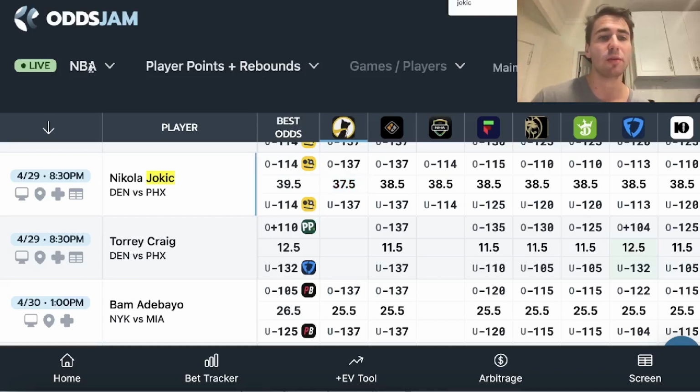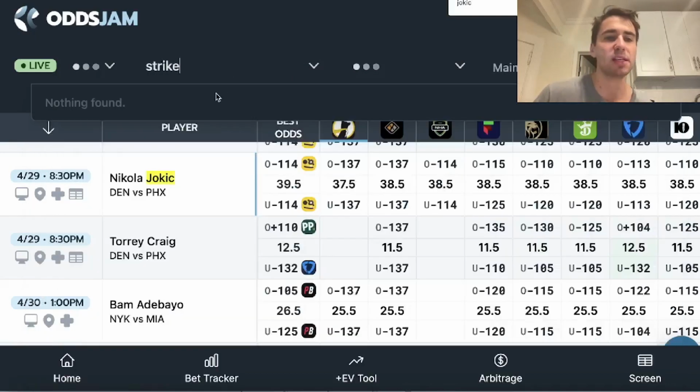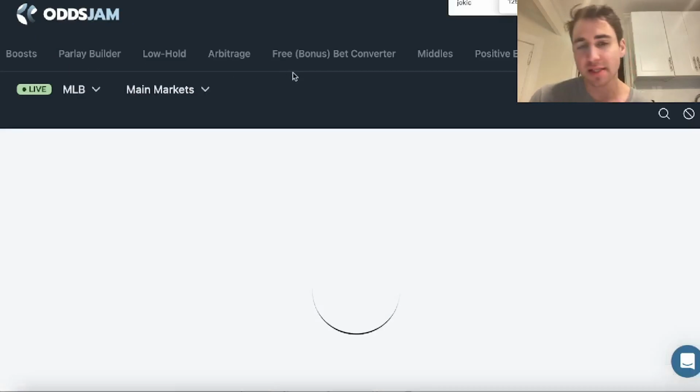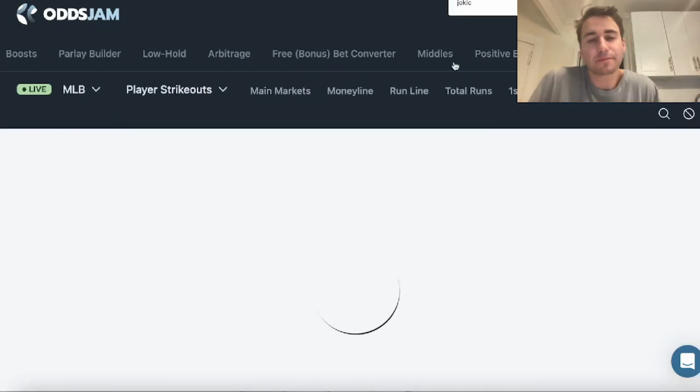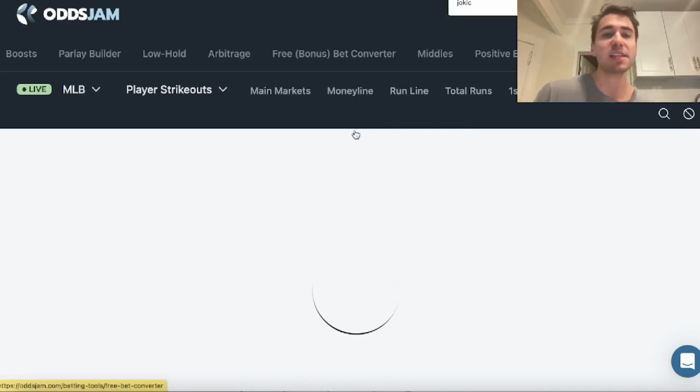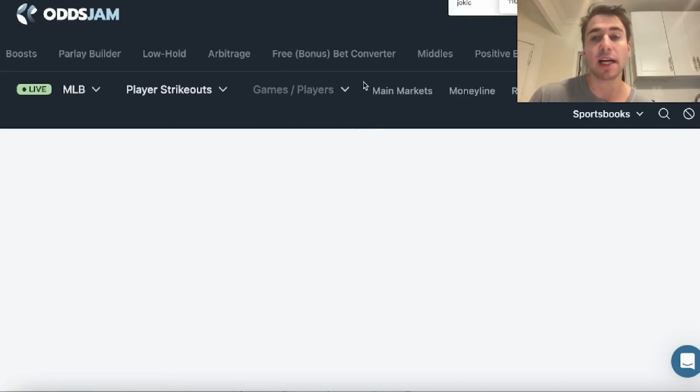So we're just hunting through the market looking for value. Sometimes there's more value in the MLB. So if we go to player strikeouts, sometimes you can find value there. Again, you can find value on all these different sports books. You just got to look for it. You just got to hunt for it. And one of the tools that I have some success on is this OddsJam screen.